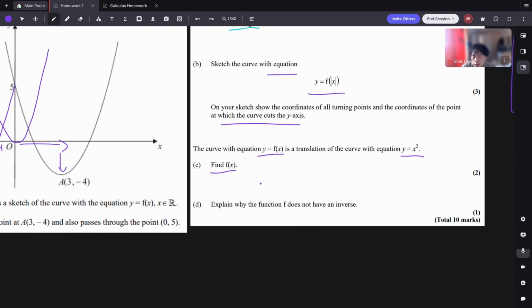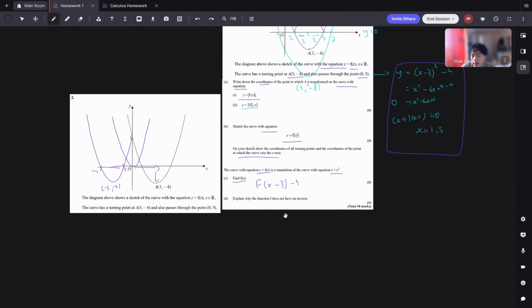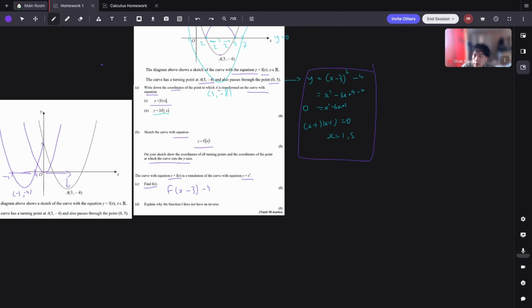So in other words, the function would be f of x, and then there's a translation of x minus 3 to the right, and then minus 4 down as well. So that is what the translation would look like. And we can check how this works by doing this question here.